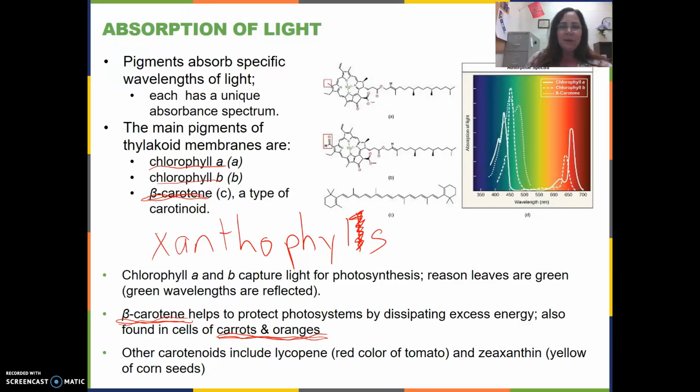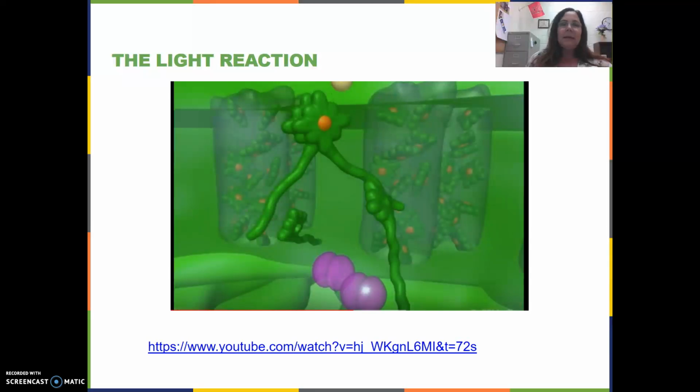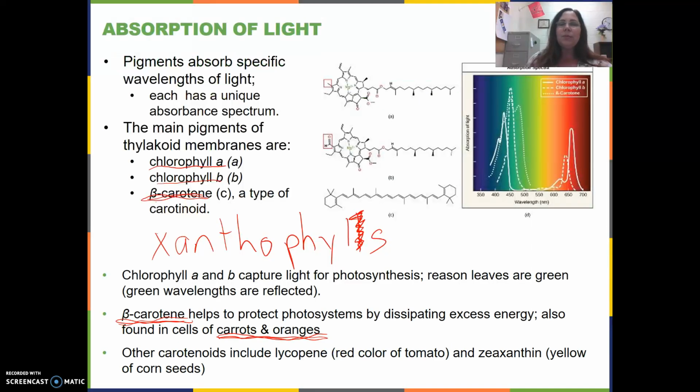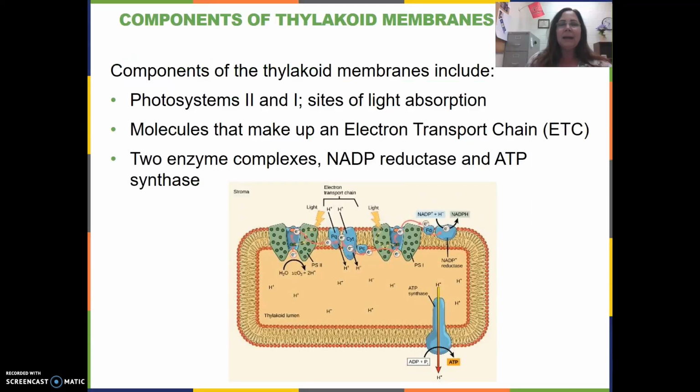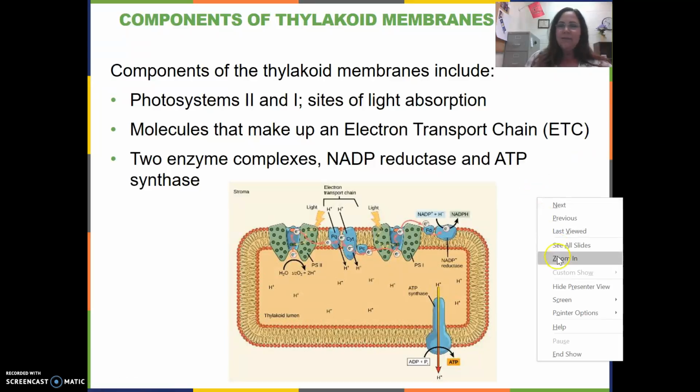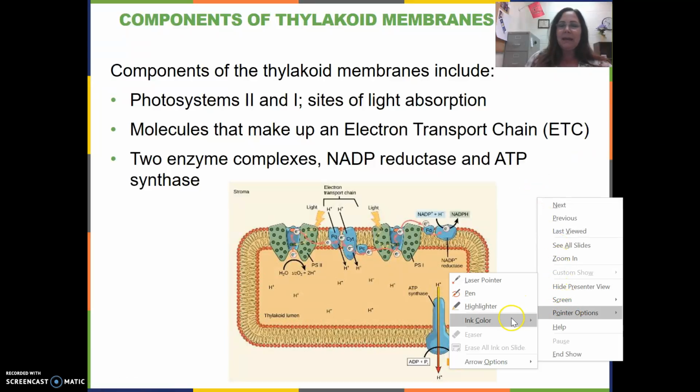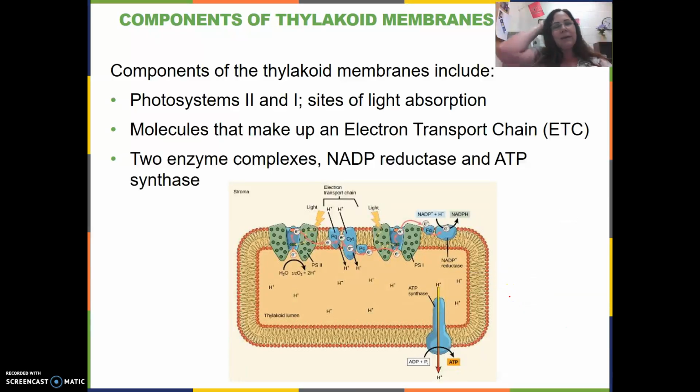And by having different pigments, the plant can absorb more areas of the visible light spectrum, so they can carry out more photosynthesis. This is slide number 13 if you would like to watch this video clip of the light reactions, and I'm going to now explain the light reactions. I told you that in photosynthesis you would have an electron transport chain.